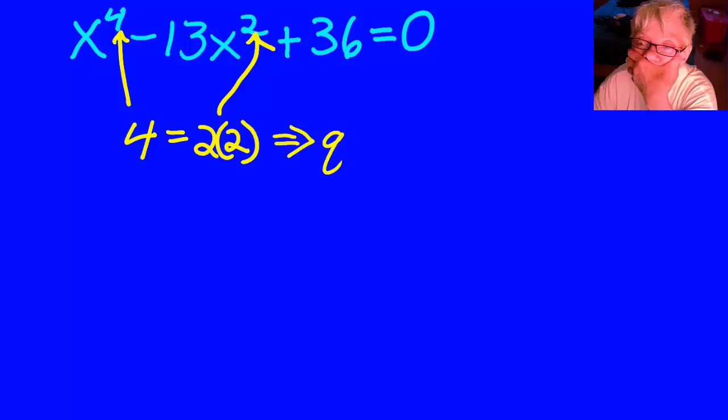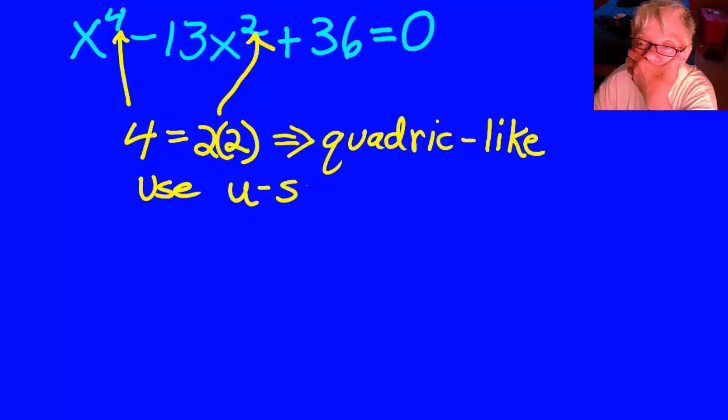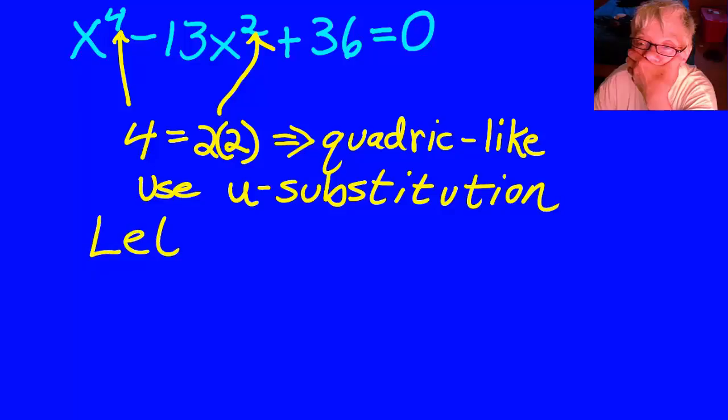Well, it just so happens when your exponents have this relationship, we call it a quadratic-like equation because it's like a quadratic equation. As you'll see, we're going to use a very old process called u-substitution. We let u equal the middle term, x squared.